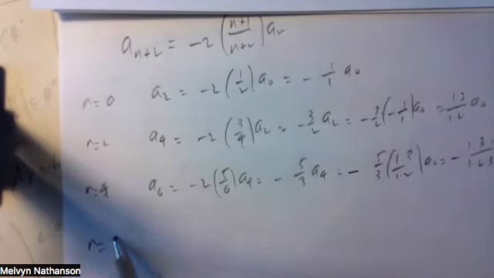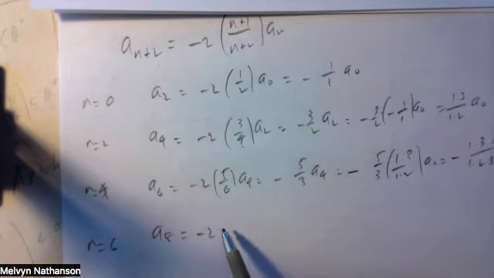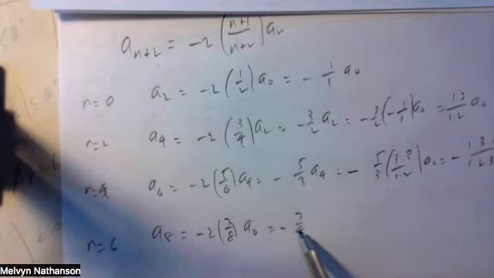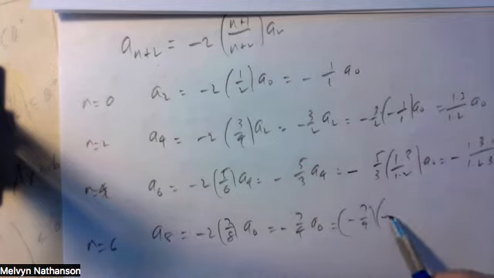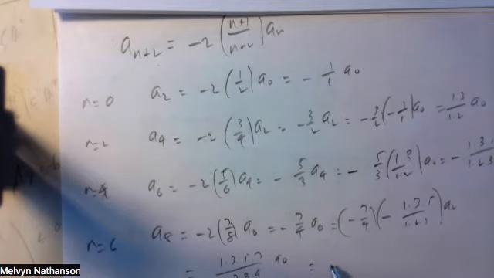Let's do one more. When n is 6, a 8 is minus 2 times seven over eight, a six, which is minus seven over four, a six. That's minus seven over four times minus one times three times five over one times two times three, a zero. The minus is canceled. I get one times three times five times seven over one times two times three times four, a zero. Of course, these denominators are just four factorial.